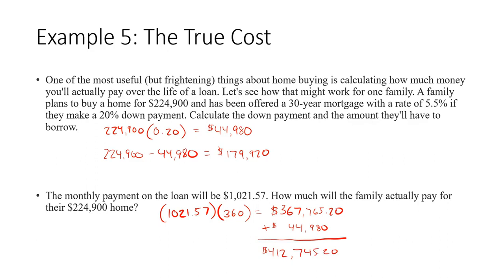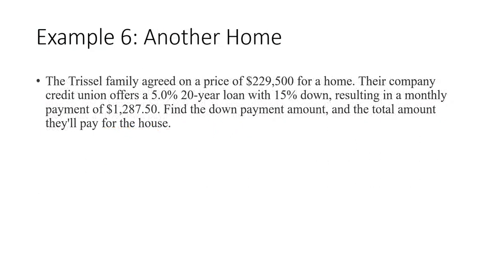Nearly twice the original cost of the home. So the Tressa family agreed on a price of $229,500 for a home. Their credit union offers them a 5% 20-year loan with 15% down, with a monthly payment of $1,287.50. Find the down payment amount and the total amount they'll pay for the house.